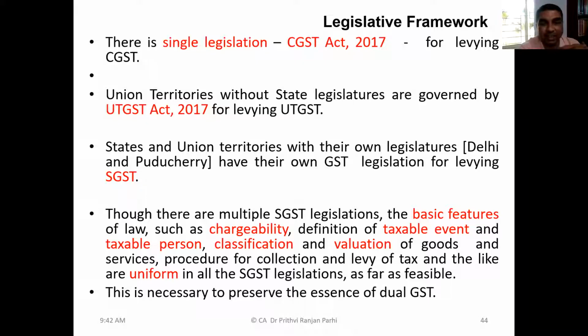Now, the concept here is that even if there are multiple acts like this, multiple legislations like this, the basic features of the law, such as chargeability, various definitions of taxable event, definition of taxable person, the classification of goods and services, and the valuation mechanism, valuation methods, all of these things are uniform among all these acts. Even if different acts are there, there is a lot of uniformity among them.